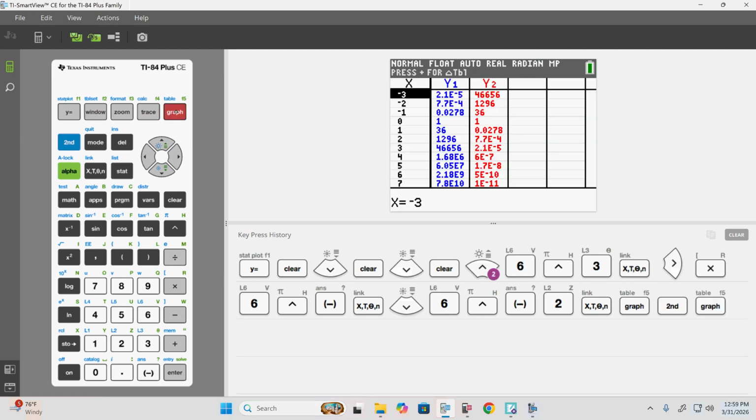What value of x makes the y values be the same? That's our solution.